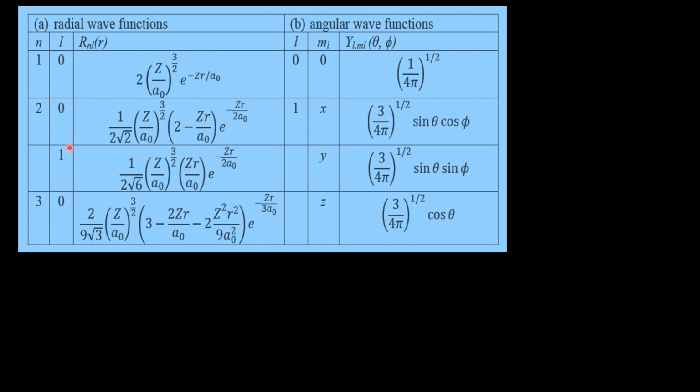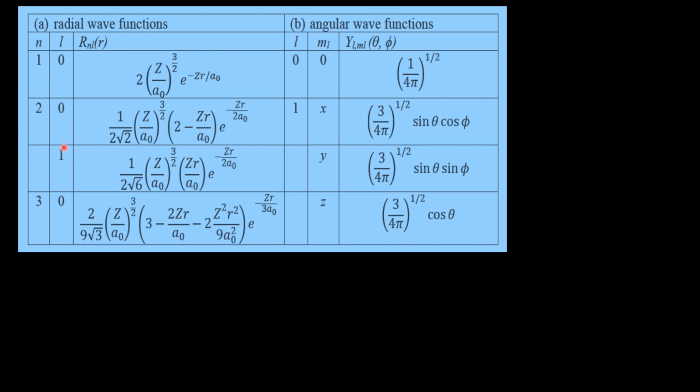And when n is equal to 2, again we have two values for the orbital quantum number, or angular momentum quantum number, that are 0 and 1. For n equal to 2 and l equal to 0, you can see this is the radial part of the wave function, and the angular part will again be equal to 1 over 4 pi to the power 1/2.